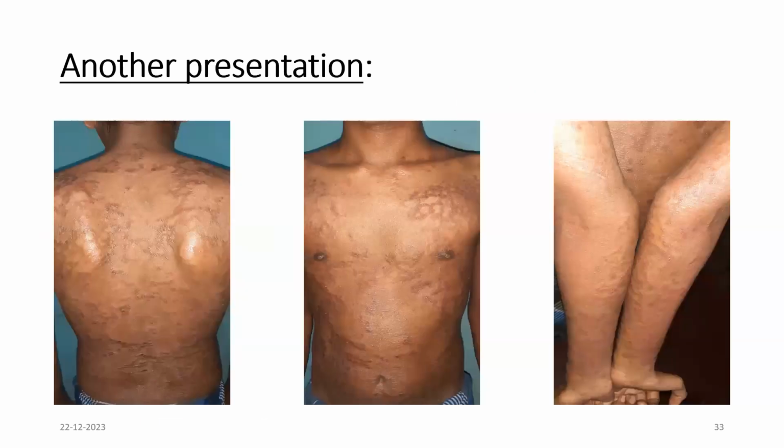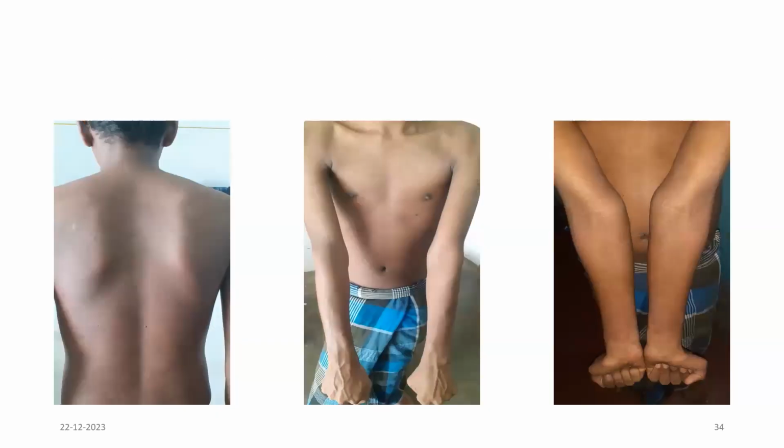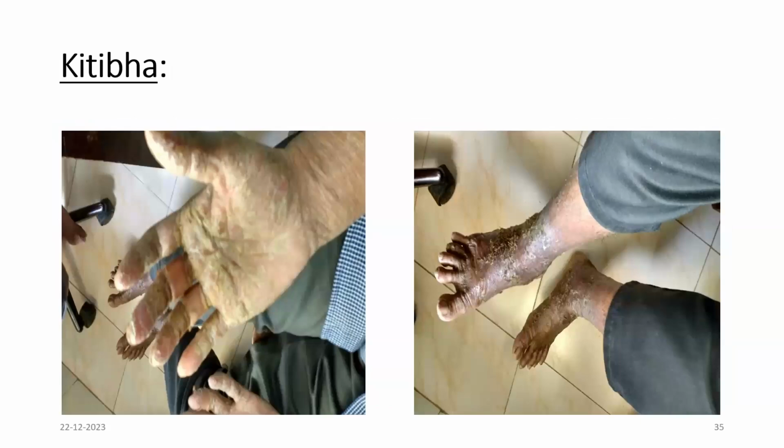Kitibha, Dushi Visha, Shonita Dushti, Aruhu, Kitiba. Varied presentations of skin disorder were considered as Kitiba because they took a lot of time to manifest. It took a lot of time residing in the body, and Dushi Visha treatment was opted, and this was the result. See, again, another mode of presentation, pustular psoriasis.